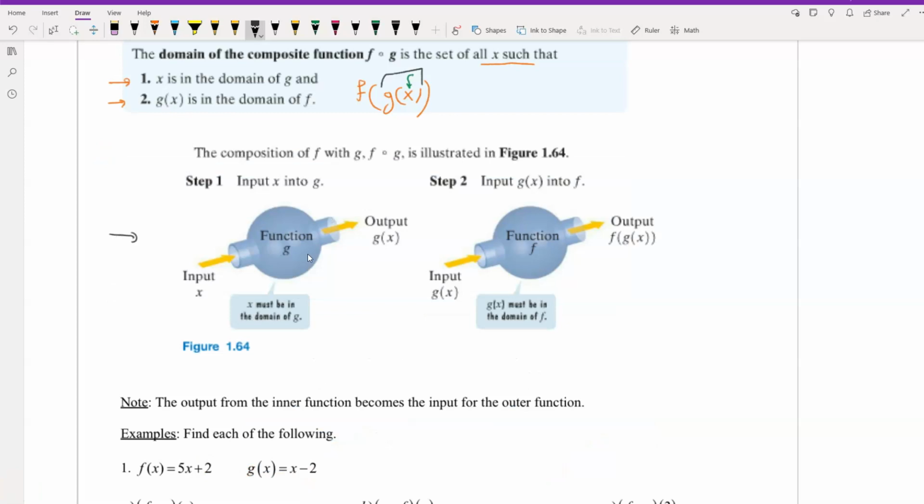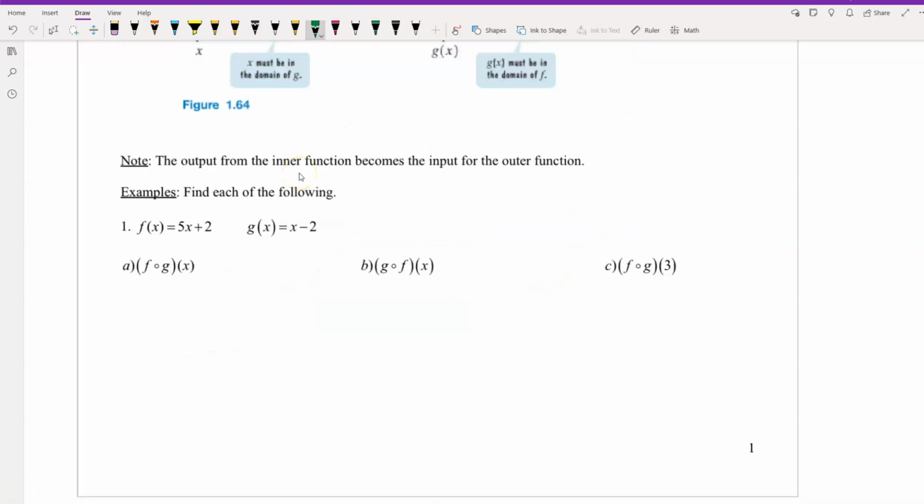So here on this part, we have exactly what I explained. Step 1, input is x into g, and step 2, input is g of x into f. So x is in the domain of g and g of x is in the domain of f. Note that the output from the inner function becomes the input for the outer function.